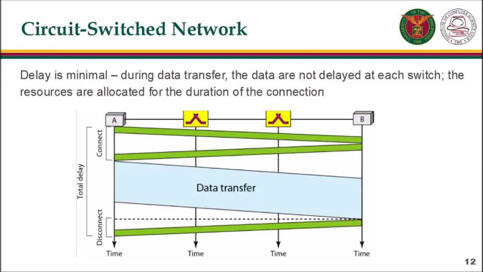Delay is minimal in circuit switch network. Before the two parties can communicate, a dedicated circuit needs to be established. During data transfer, the data are not delayed at each switch. The resources are allocated for the duration of the connection.